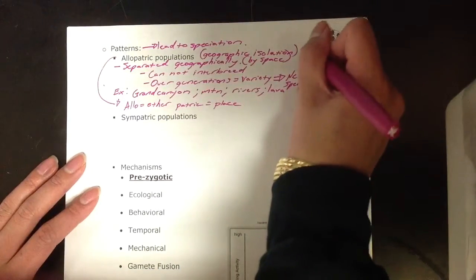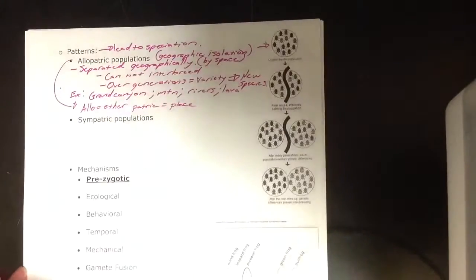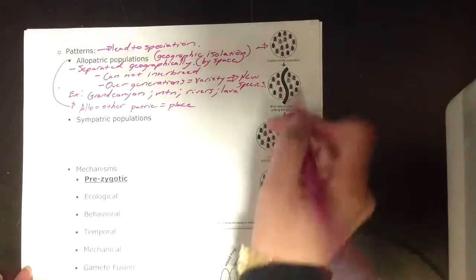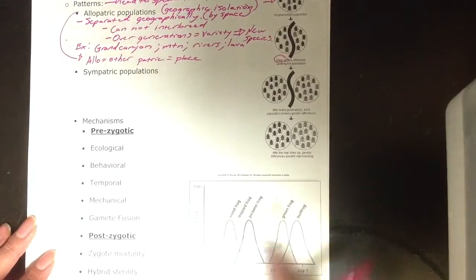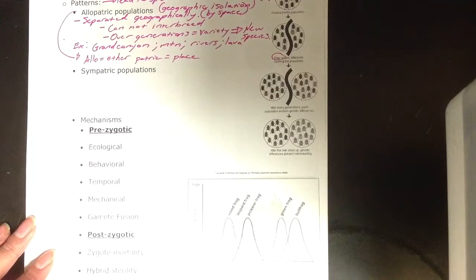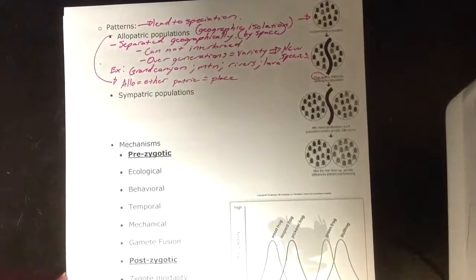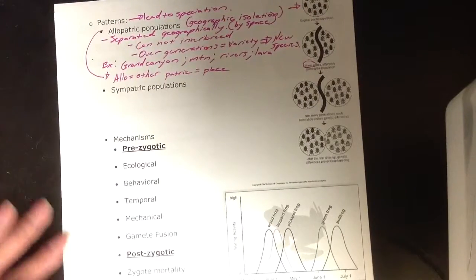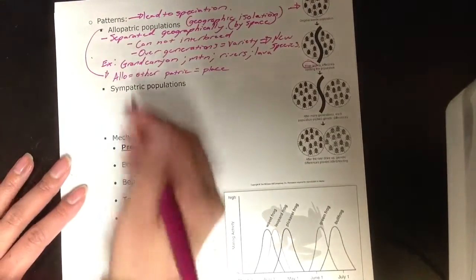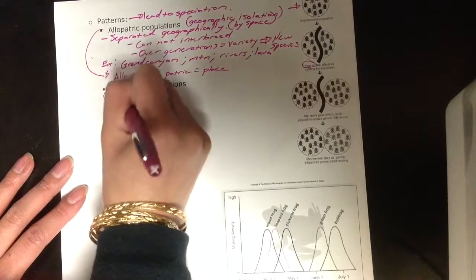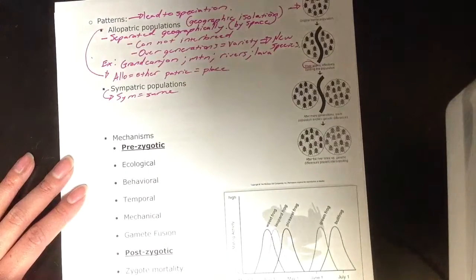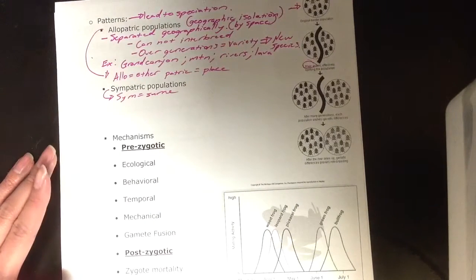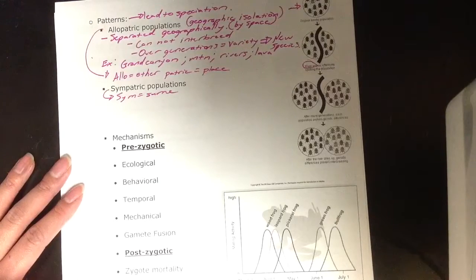Over here you actually have a picture of geographic isolation, a species of beetle. There's a river that ends up separating them in the middle here, and eventually you can see the two separate locations give rise to different species of beetle. The next pattern is known as sympatric populations. And sympatric, we're going to break down this word again. Sym means the same, and again, patric means place. So in this case, your organism or your population is still in the same area.